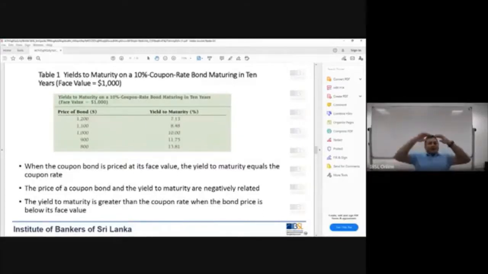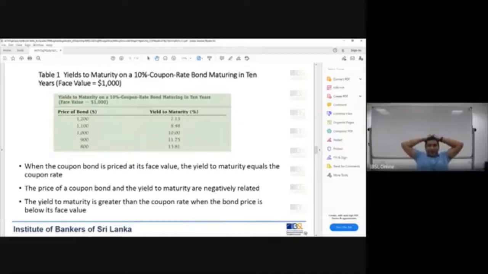You can see this bond where yield to maturity is compounded. Yield to maturity is computed, not compounded, computed. You see yield to maturity on a 10% coupon rate. That means the coupon is 10%. If it is paid semi-annually, you see it is 5% in 6 months. If it is paid quarterly, that means 2.5% in 3 months' time. Okay, so those are the basic concepts that you know in a bond. But this bond matures in 10 years. So the lifetime of this bond is 10 years.